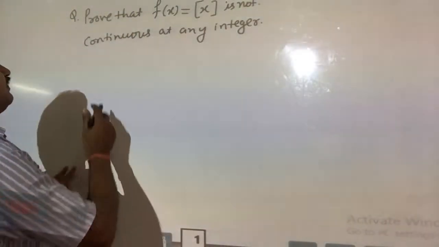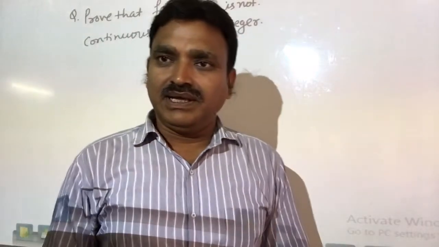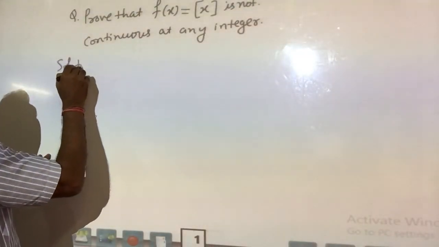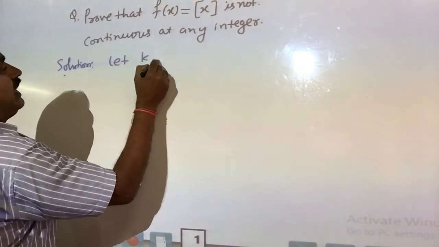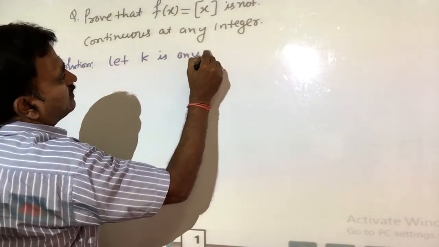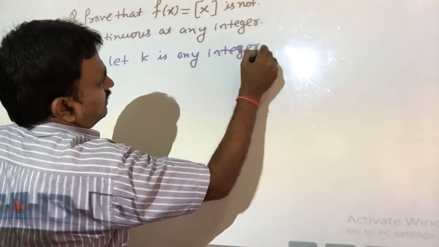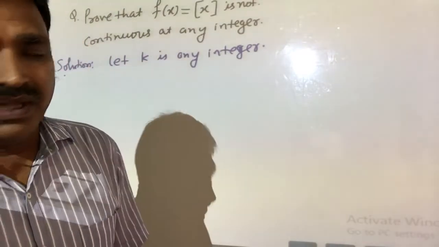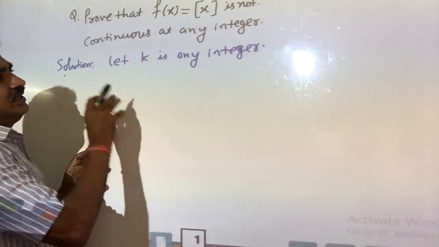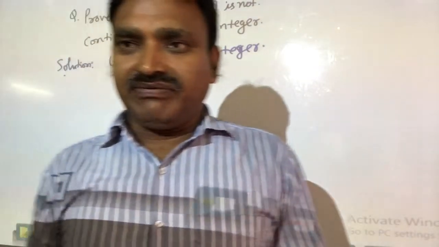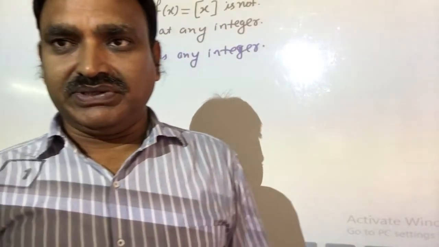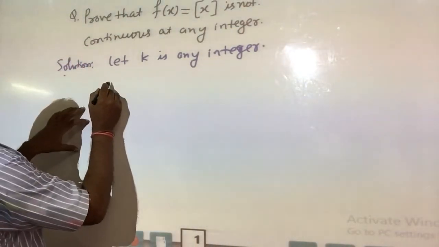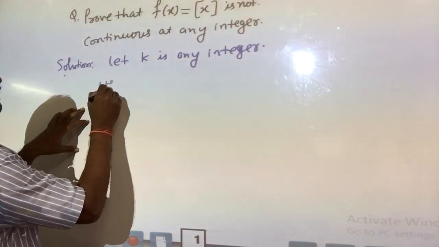So students, for the solution of this question, assume that k is any integer. It means k is one of 0, 1, 2, 3, -1, -2, -3, and so on. Now at k, if we check the continuity of this function, if its left hand limit, right hand limit and the value of the function differ from each other, then this function is not continuous at integer k.